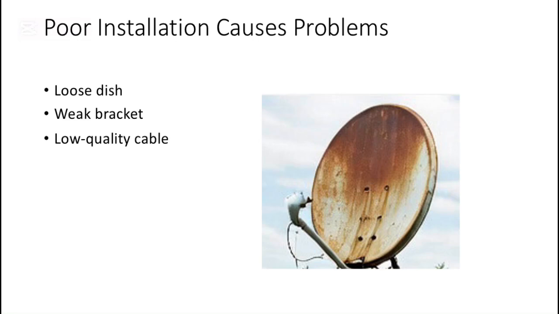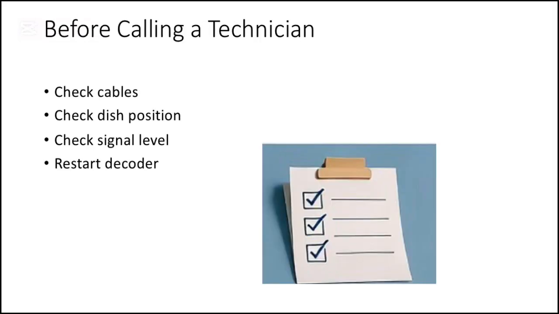Now here is something very important to understand. Rain does not damage your decoder. Power outage alone rarely spoils a decoder. Subscription payment does not affect signal strength. Most DSTV problems come from outside the house, not inside the decoder. Understanding this saves money. Before calling a technician, always check basic things.